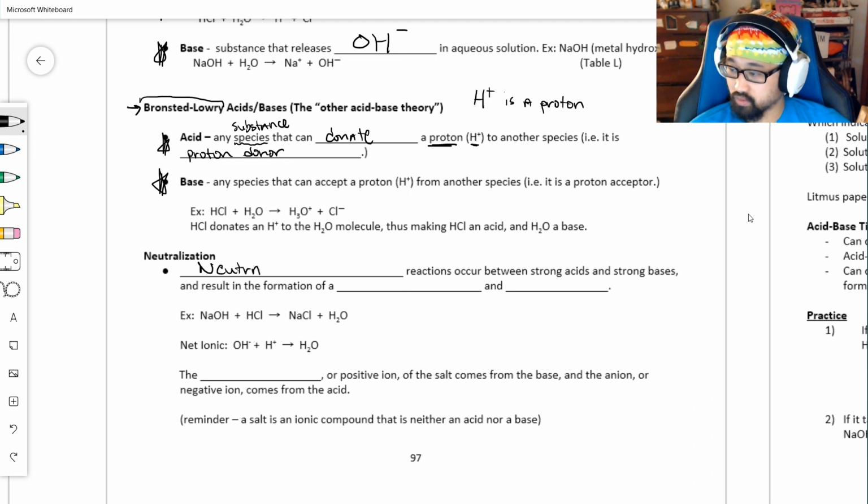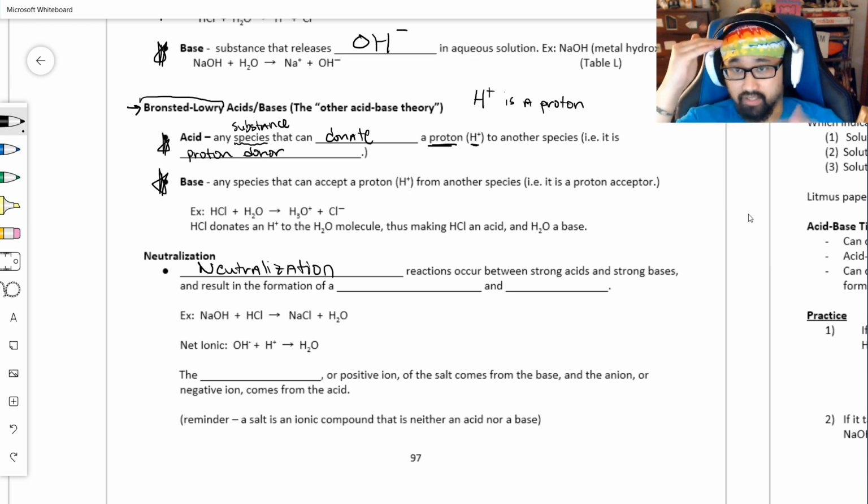Now, neutralization reactions occur between strong acids and strong bases. There's a small distinction there. If the acid and base are not strong, you're not going to get a neutralization, or at least not a full one. If you have a strong acid and a weak base, you're still going to end up with mostly acid.